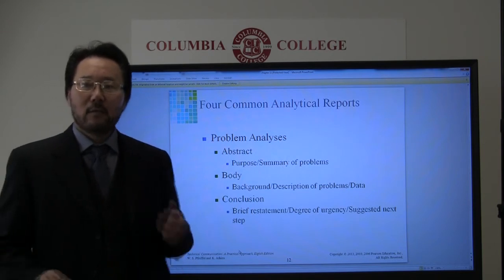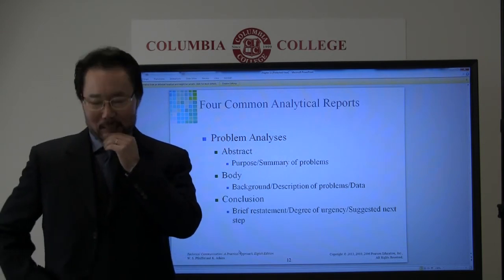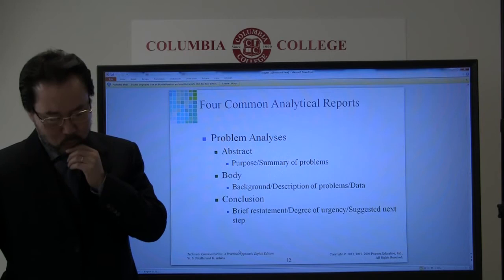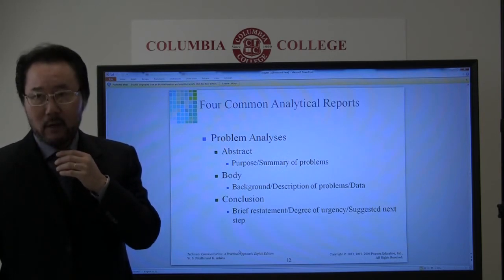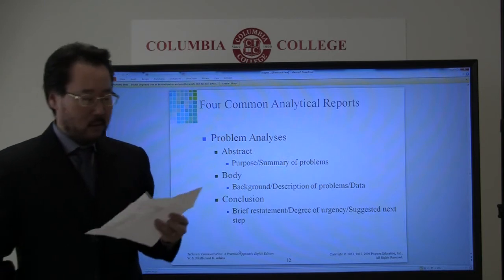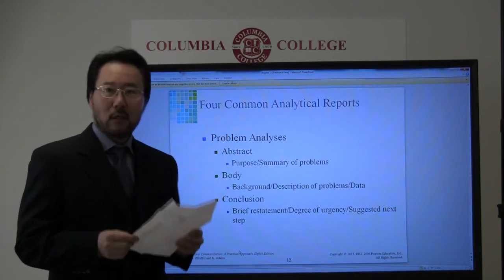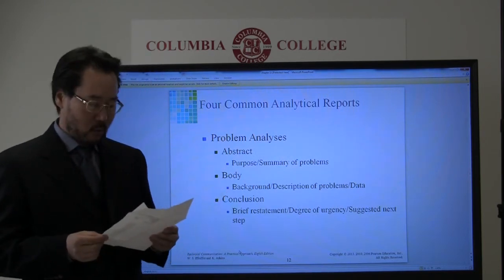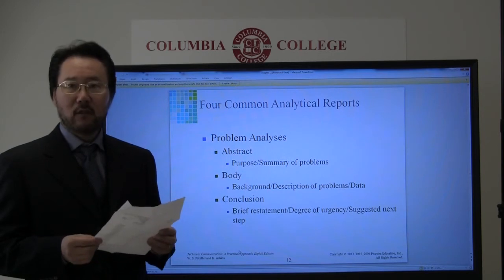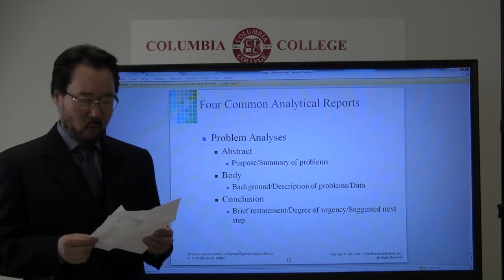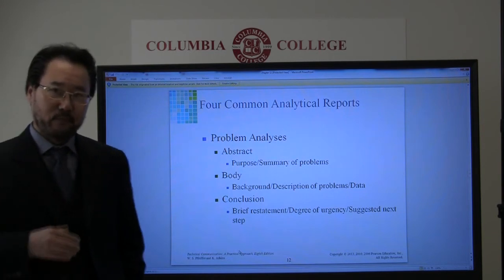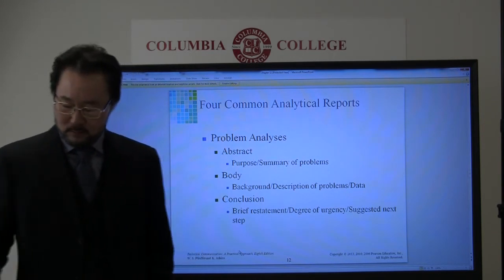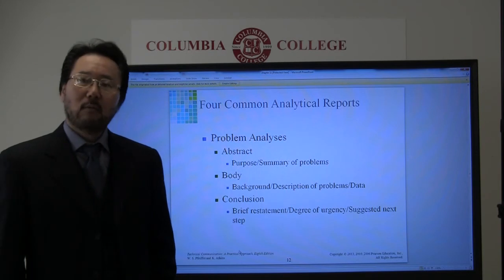In the analytical report, basically, the book goes through 4 analytical reports, and they are problem analysis. Second one is recommendation report. Third is feasibility report. Fourth is equipment evaluation. And let's go through each one of them. First one is problem analysis.